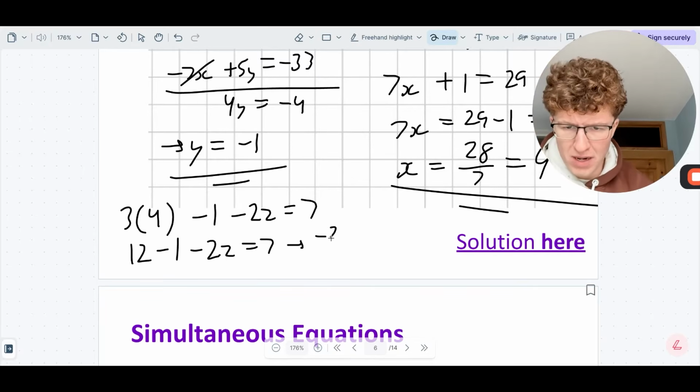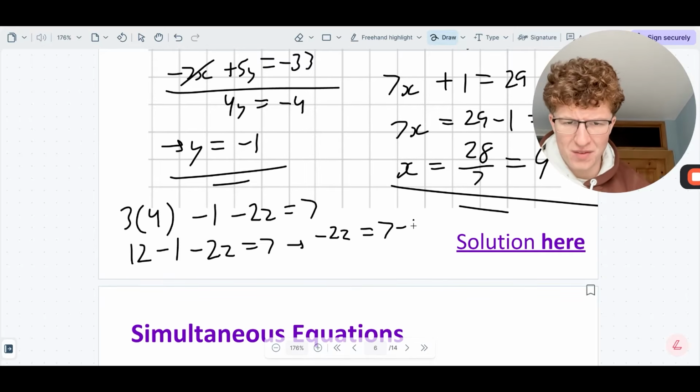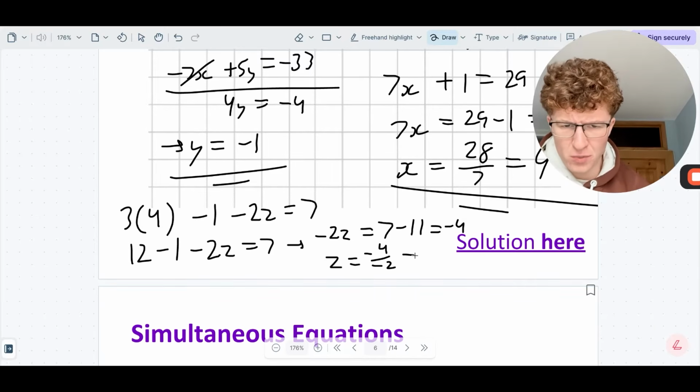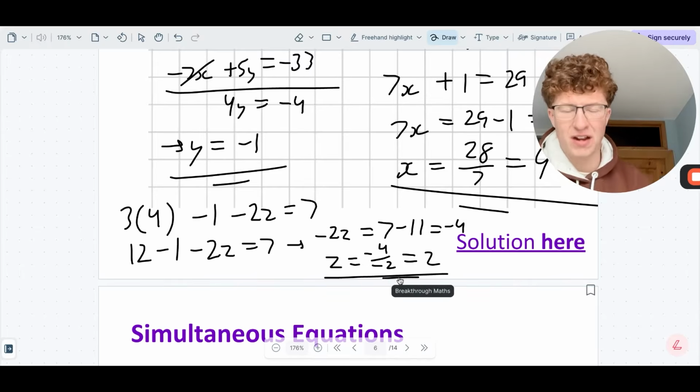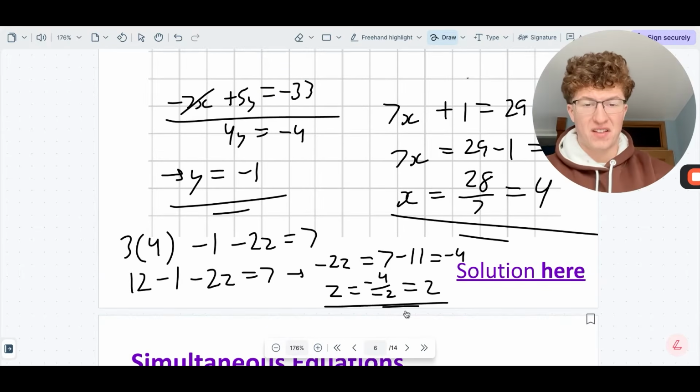So 12 minus 1 is going to give us 11. So we're going to have minus 2z is equal to 7 minus 11. That's going to be minus 4. So then z is equal to minus 4 divided by minus 2, which is just 2. So boom. That's our final answer. y is minus 1, x is 4, and z is 2.